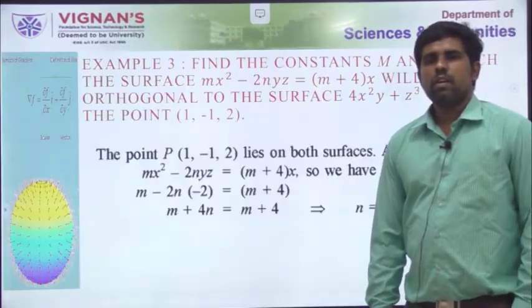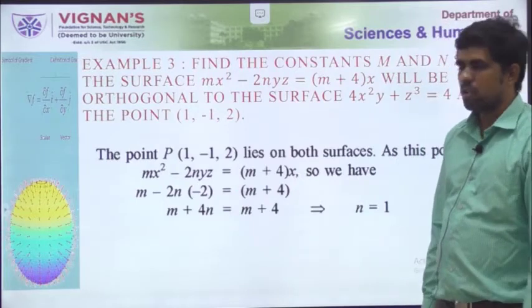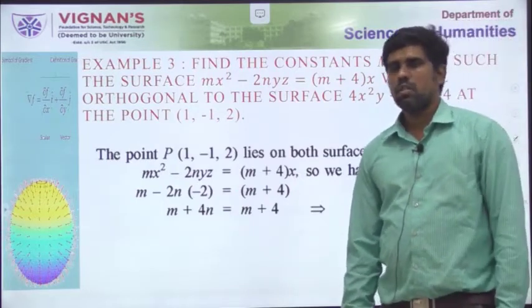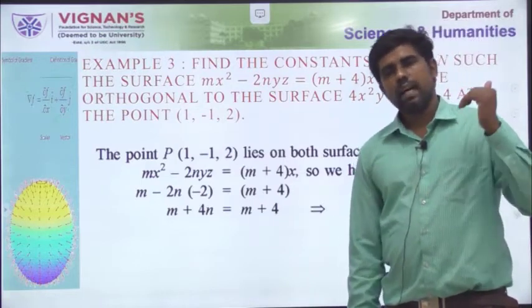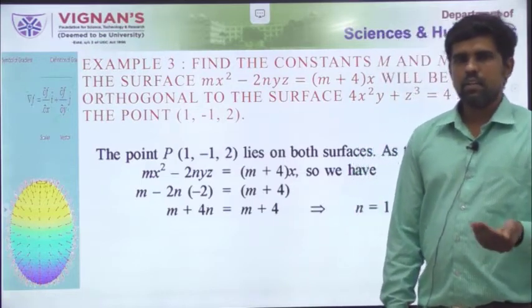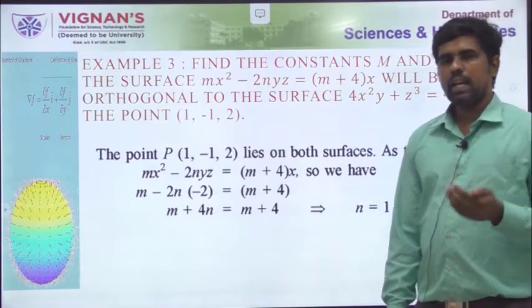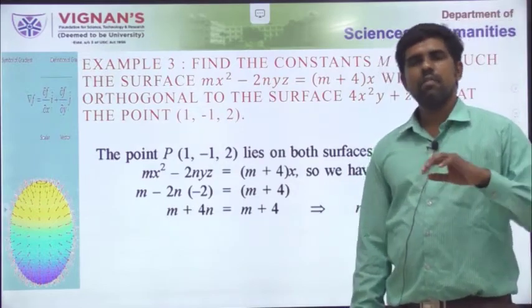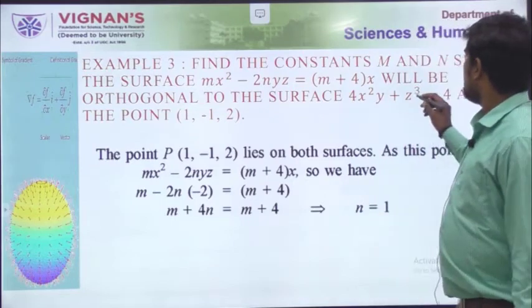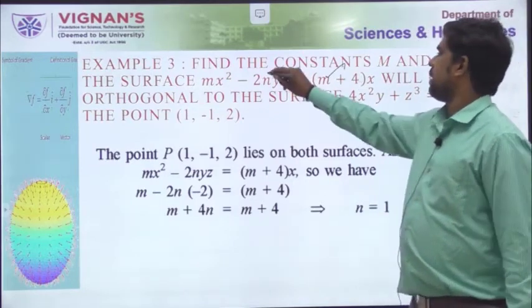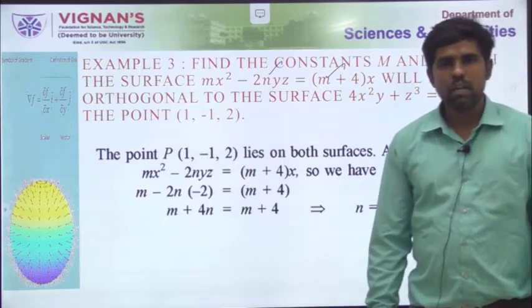Next we will see one different sum based on angle between two surfaces. Here we are not going to find the angle between two surfaces. The angle will be given indirectly. By using that angle value, you have to find some missing constants m and n. That is our aim in this problem.